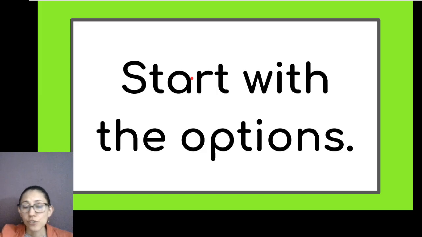So, start with the options. I know that the most common strategy is to start reading the title, the text, underlining the keywords there, and then move on to the options and then start matching them. That didn't work for me. If it works for you, that's fantastic. Keep doing it.